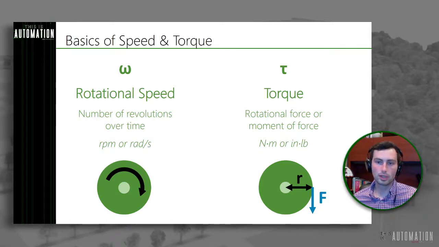When we look at torque, torque is just rotational force. Linear force is a pretty common concept that we're all familiar with: you put a force on something. Torque is basically the rotational version of that. The easiest way to think about it is force being applied at some radius r, in the image that we see there. This is typically in units of Newton meters or inch pounds.